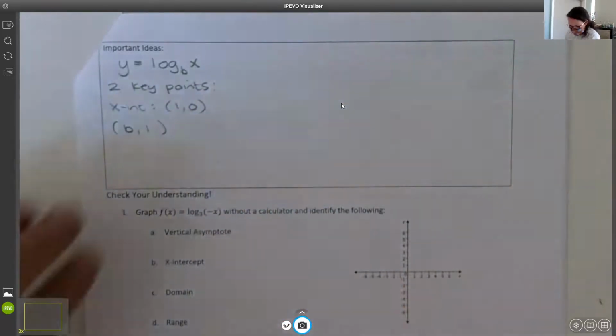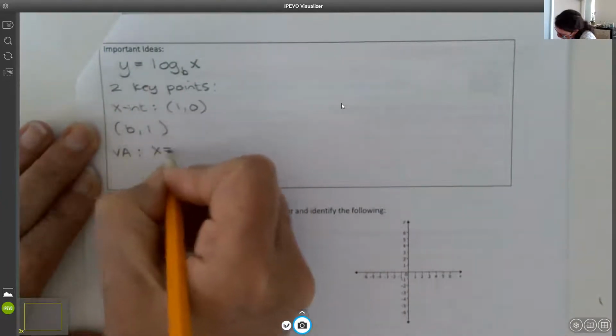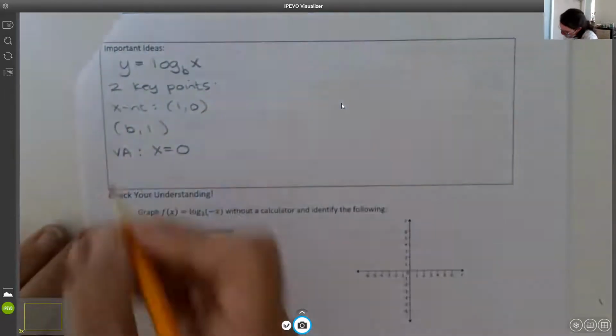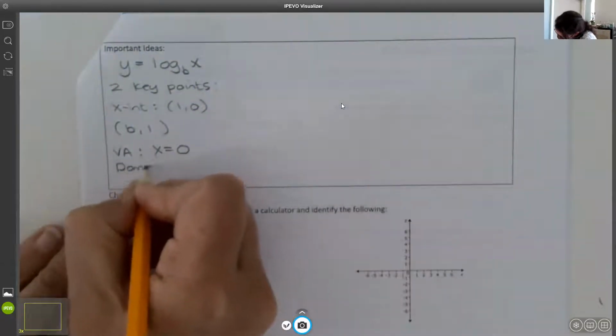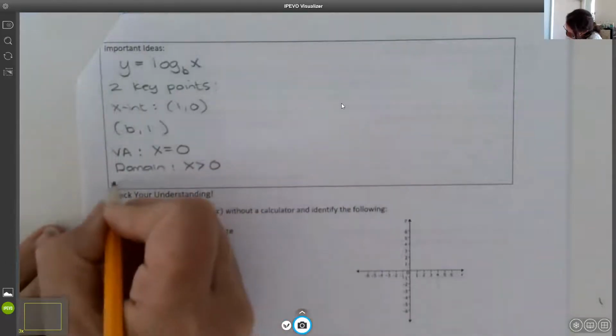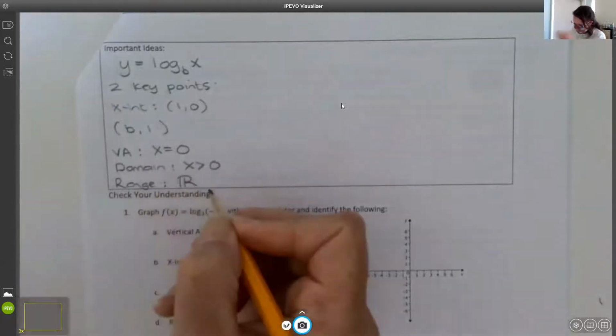The other thing that the function will always have is a vertical asymptote. It's going to be x equals 0. The domain is going to be x is greater than 0, and the range is going to be all real numbers.